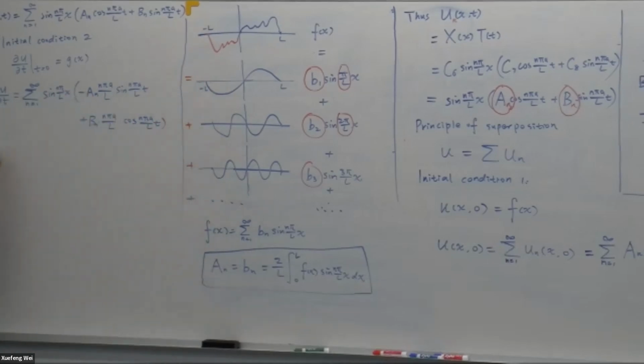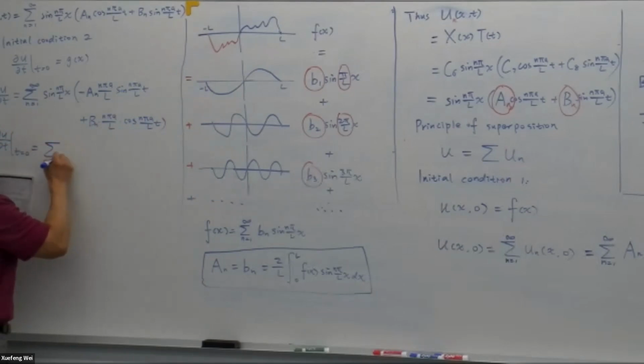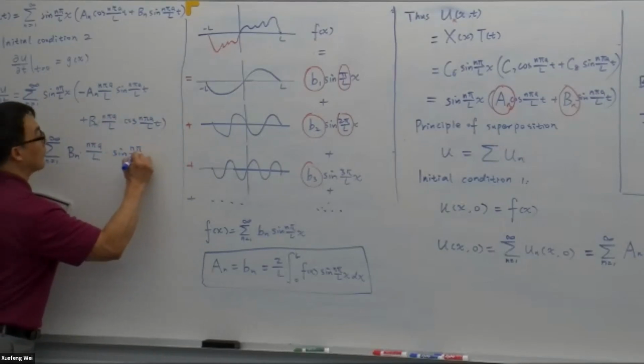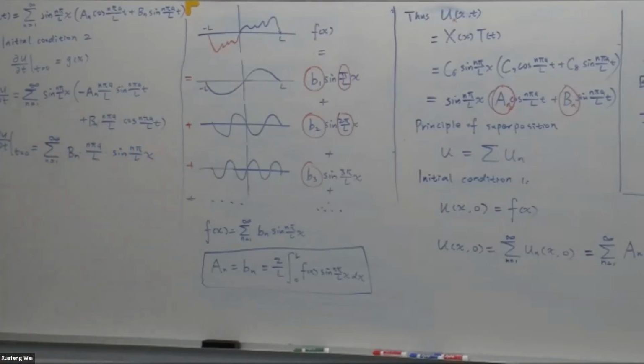That's the derivative. And now we have t equals 0, initial velocity. Okay, plug in t equals 0. Sine 0 will be 0 and cosine 0 will be 1. So this becomes the sum from n equals 1 to infinity of b_n n pi a over L times 1 times sine n pi over L x. This has to be equal to g(x).